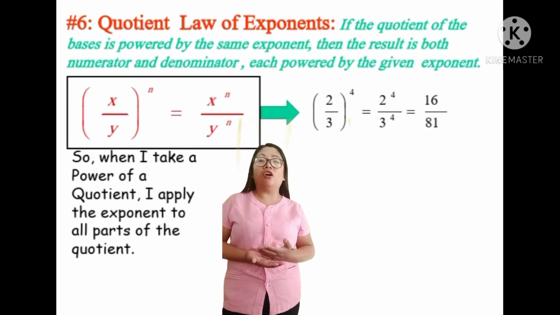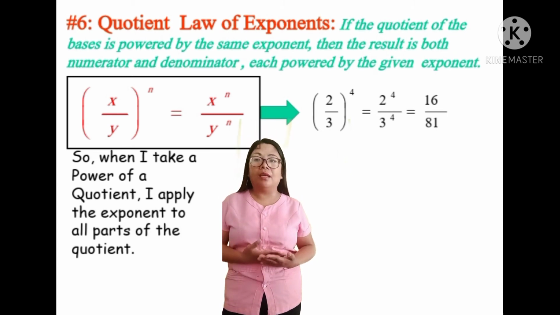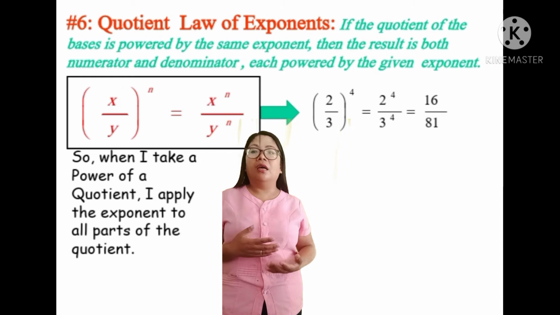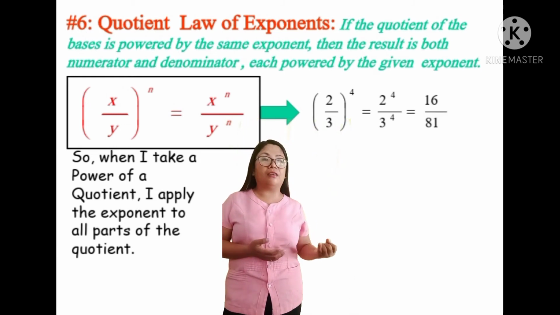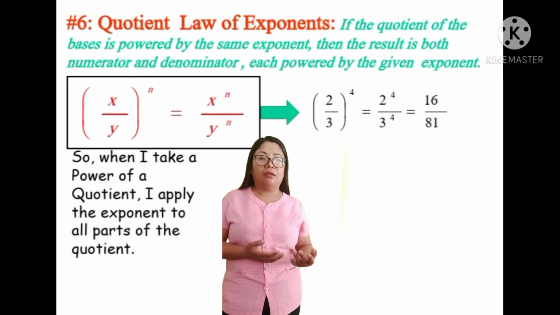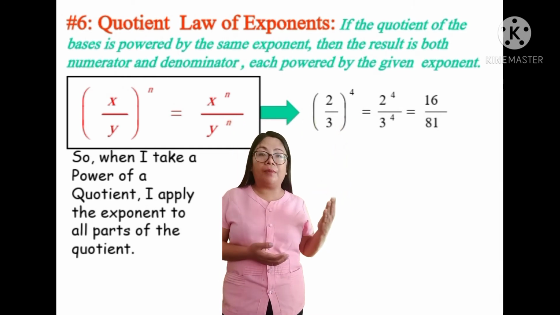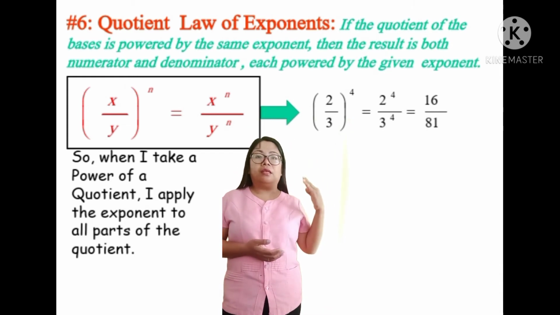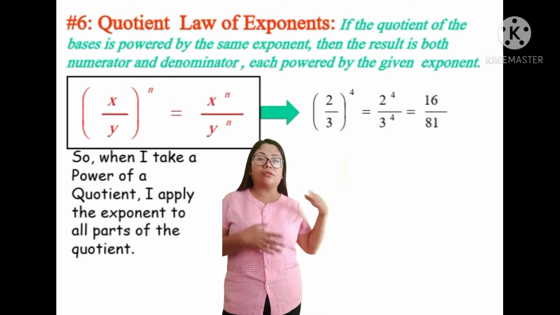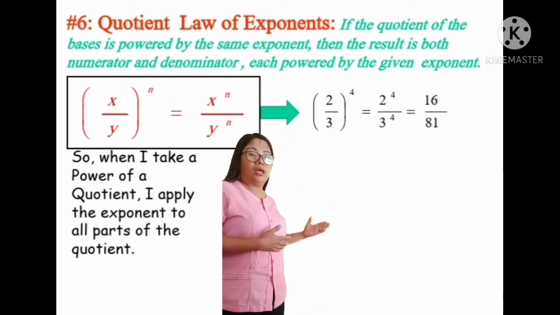Law of exponents: if the quotient of the bases is powered by the same exponent, then the result is both numerator and denominator, each powered by the given exponent. Say for instance, x divided by y, raised to n. It is equal to x raised to n divided by y raised to n.